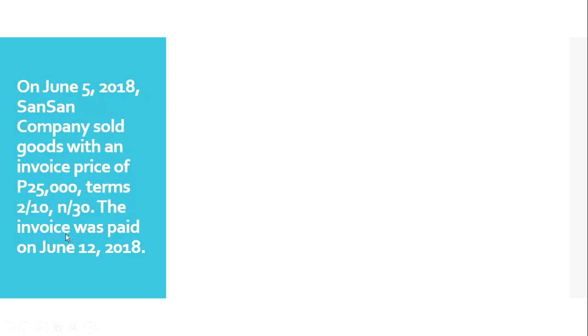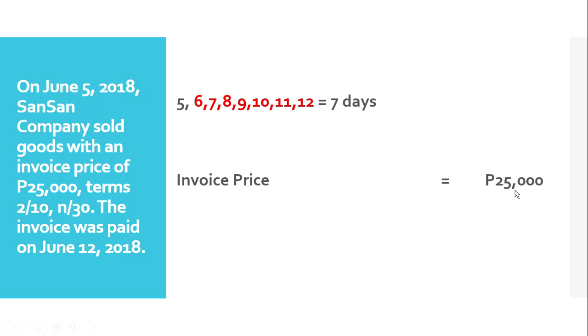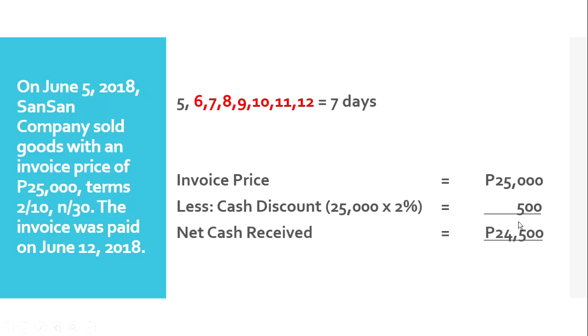Yung invoice daw ay nabayaran noong June 12 of 2018. So kung bibilangin natin yan, from June 5 to June 12, so 1, 2, 3, 4, 5, 6, 7 days lang ang lumipas. 7 days, pasok siya sa 10 days na palugit. So, ibig sabihin, makaka-avail ng 2% discount si buyer. So, paano na yan? How are we going to compute? So, the invoice price is 25,000. Just deduct the cash discount. So, 25,000 multiplied by 2%, that is 500. Then, your net cash received is 24,500.